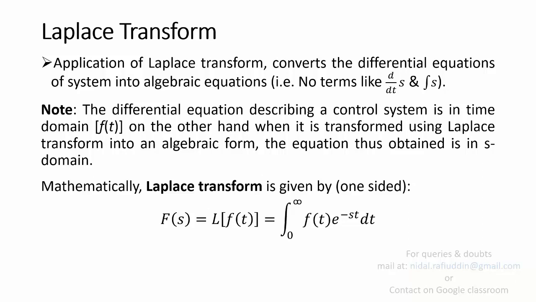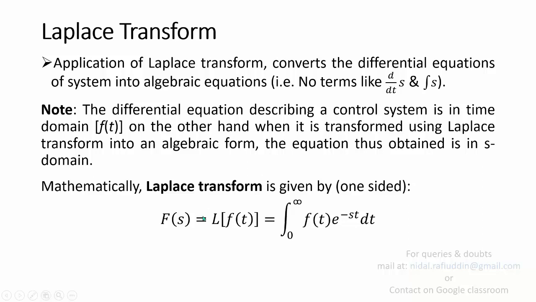frequency domain. So mathematically, Laplace transform is given by F(s) equal to Laplace of f(t), which is equal to integration from 0 to infinity f(t) e raised to the power minus st dt. So this is called the one-sided Laplace transform. In fact, Laplace transform can be obtained both-sided. One-sided means that you're going to take the limit on time from 0 to infinity. For both-sided Laplace transform, the time limit will be minus infinity to plus infinity.